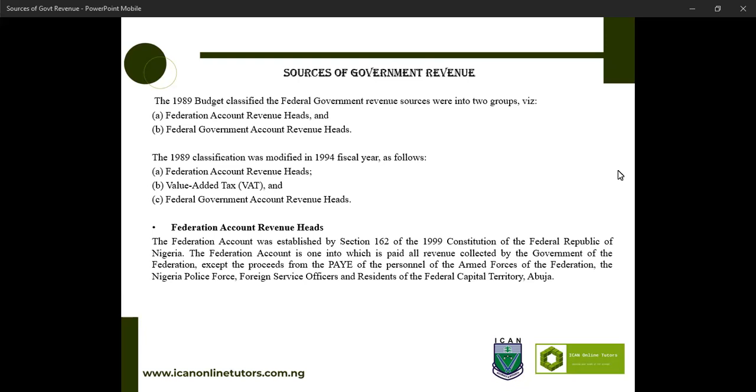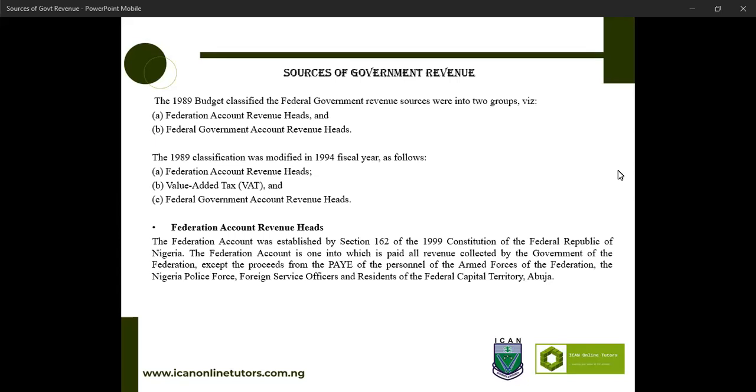The Federation Account revenue heads. The Federation Account was established by Section 162 of the 1999 Constitution of the Federal Republic of Nigeria. The Federation Account is one into which is paid, please underline, all revenue collected by the government of the Federation. Can you underline that? As I just explained earlier, the Federation Account is the general pool of government revenue. So this is further explanation: it is the account into which is paid all revenue collected by the government of the Federation.